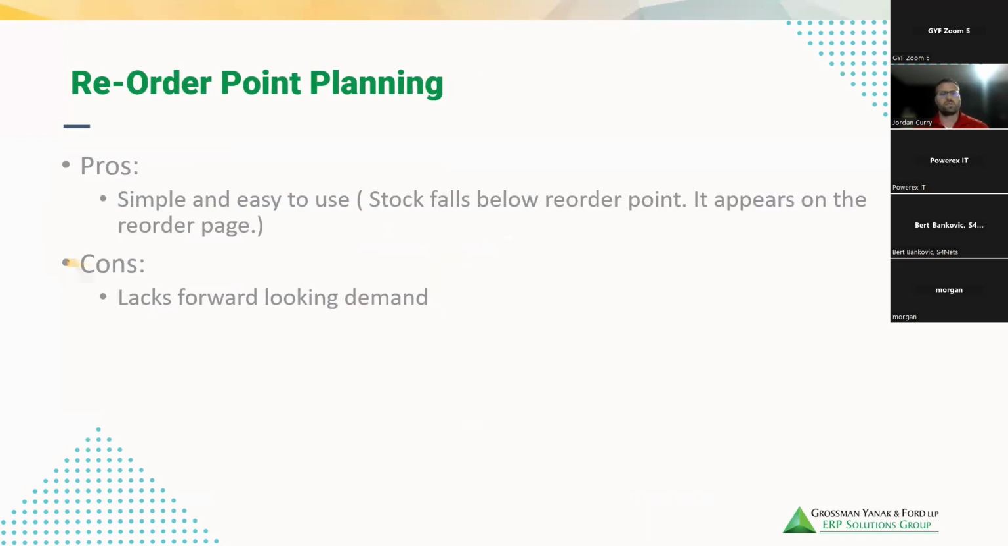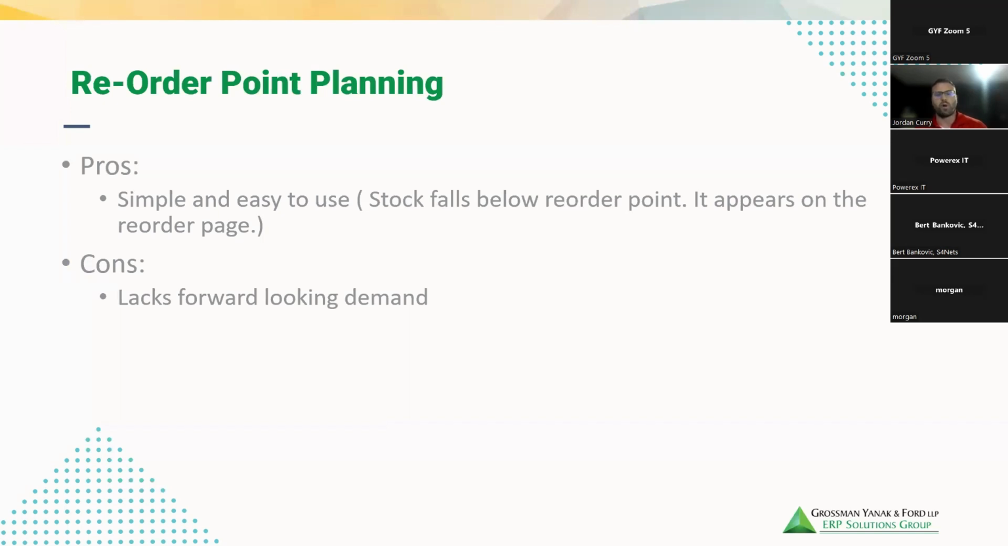Okay, so next I'm going to go through some pros and cons of each planning method. With reorder point planning, the pro is what I like about it. If anybody knows me, I like simple. It's very simple, very easy to use. So again, stock falls below what you have set up on the reorder point, it triggers to reorder it.